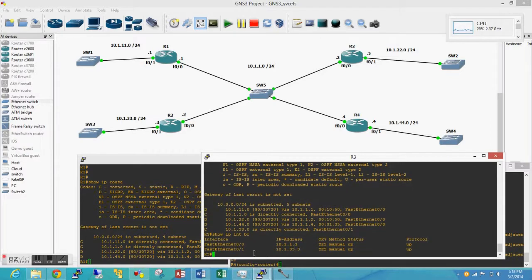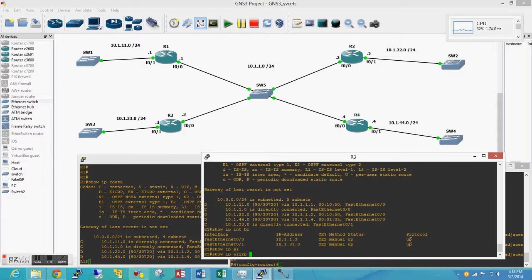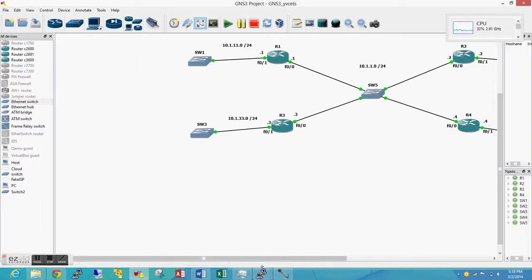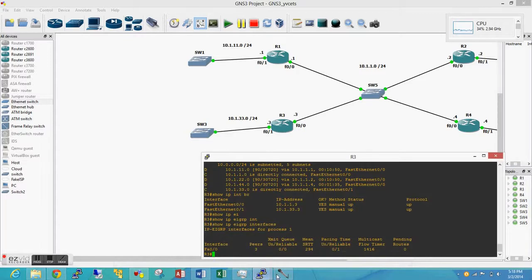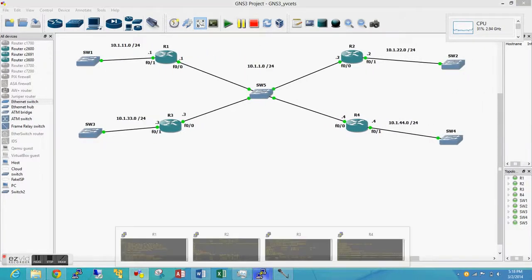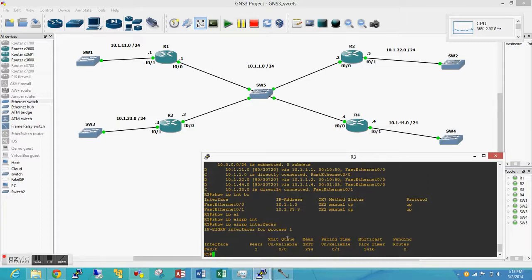Okay, so it's definitely configured. Let's check something else. Okay, so that interface is configured. It's up, it's up. Okay, interesting. Let's do a show ip interface. Show ip eigrp interfaces. Okay. So EIGRP is not enabled on Fast Ethernet 0/0. I'm sorry, on 0/1. What happened here? There we go.